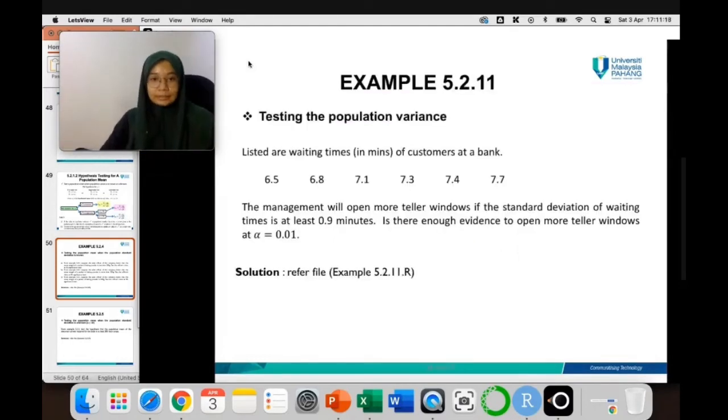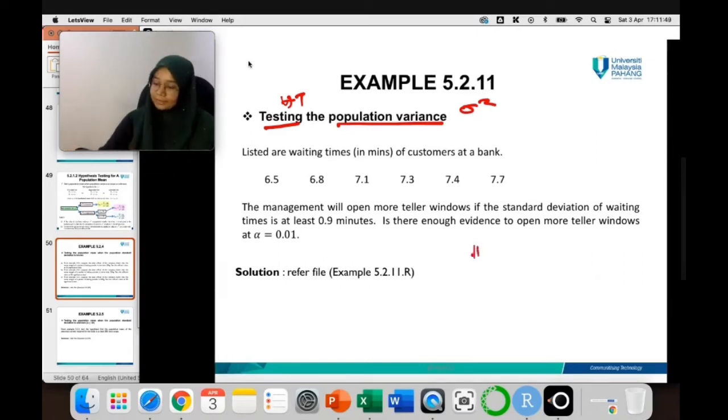Okay, look at the example. Testing. So, hypothesis testing for population variance. Listed are waiting times in minutes of customer at a bank. So, data-data customer at a bank. The management will open more teller windows if the standard deviation of waiting times is at least 0.9 minutes. Is there enough evidence to open more teller windows at alpha 0.01?